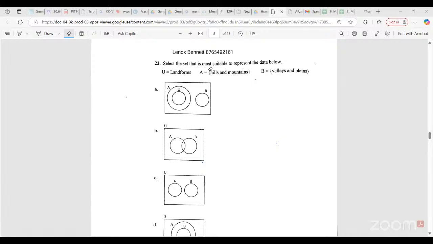Okay, so it says select the set that is most suitable to represent the data below. U equals landforms, and you know that U equals the union. A equals hills and mountains, and B equals valleys and plains. I say C because U, which is the union, and they're all landforms, but hills, mountains, valleys, and plains don't really have anything in common. Hills and mountains have things in common, valleys and plains have things in common, but hills, mountains, valleys, and plains do not have anything in common. So that means they will not be a joint set. Do we agree?